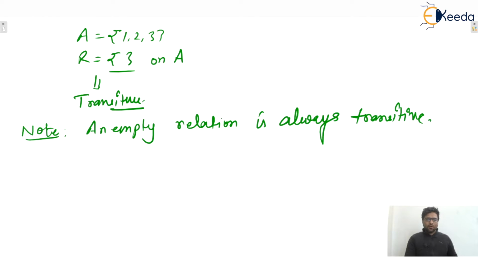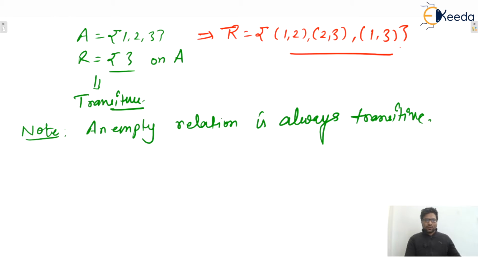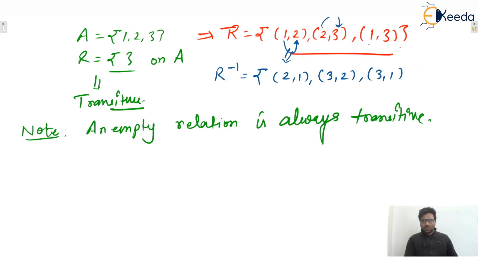Similarly, let us consider one relation: 1 comma 2 and 2 comma 3, then 1 comma 3. Is this a transitive relation or not? Yes, of course, because 1 is related to 2 and 2 is related to 3, then 1 must be related with 3, and that is present inside the relation. Now, if we take the inverse relation, it becomes 2 comma 1, 3 comma 2, and 3 comma 1. Is this transitive or not?